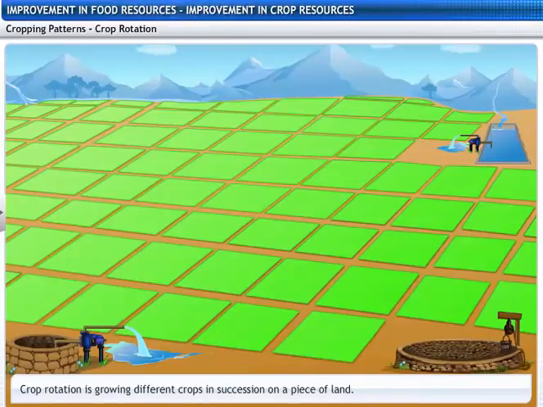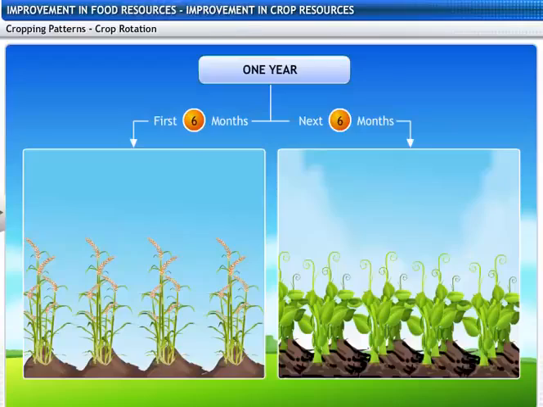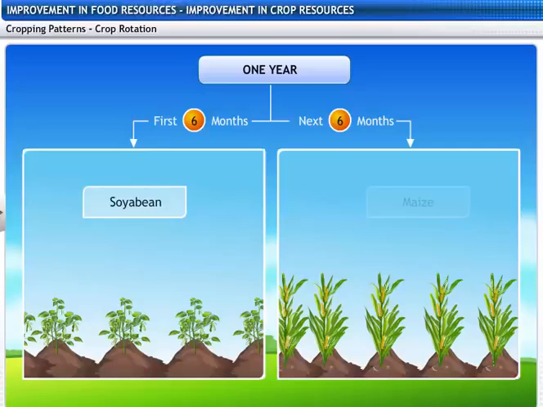Growing different crops in succession on a piece of land is known as crop rotation. The choice of crops depends on the availability of moisture and irrigation. With good crop rotation, 2 or 3 crops can be easily grown in a year. Examples include cereals alternating with legumes, soybean alternating with maize.